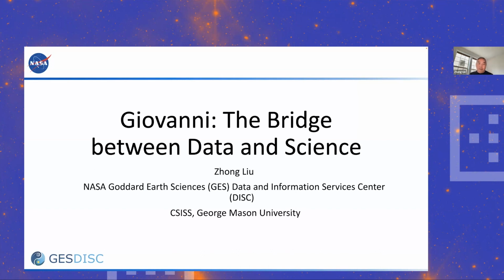The title for today's presentation is Giovanni, the bridge between data and the science. Giovanni is an example for integrating data from different satellite missions and projects and conducting interdisciplinary research and applications. So if you don't want any coding, use Giovanni. You can access over 2,000 variables.